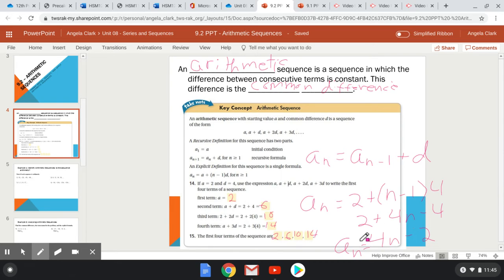So we could use this formula to find our terms, right? If I wanted, say, the 10th term, I could just say, okay, so that would be 4 times 10 minus 2, or 40 minus 2, which would be 38. So my 10th term would be 38. Okay. So I'm going to be doing some examples with this in the next video.